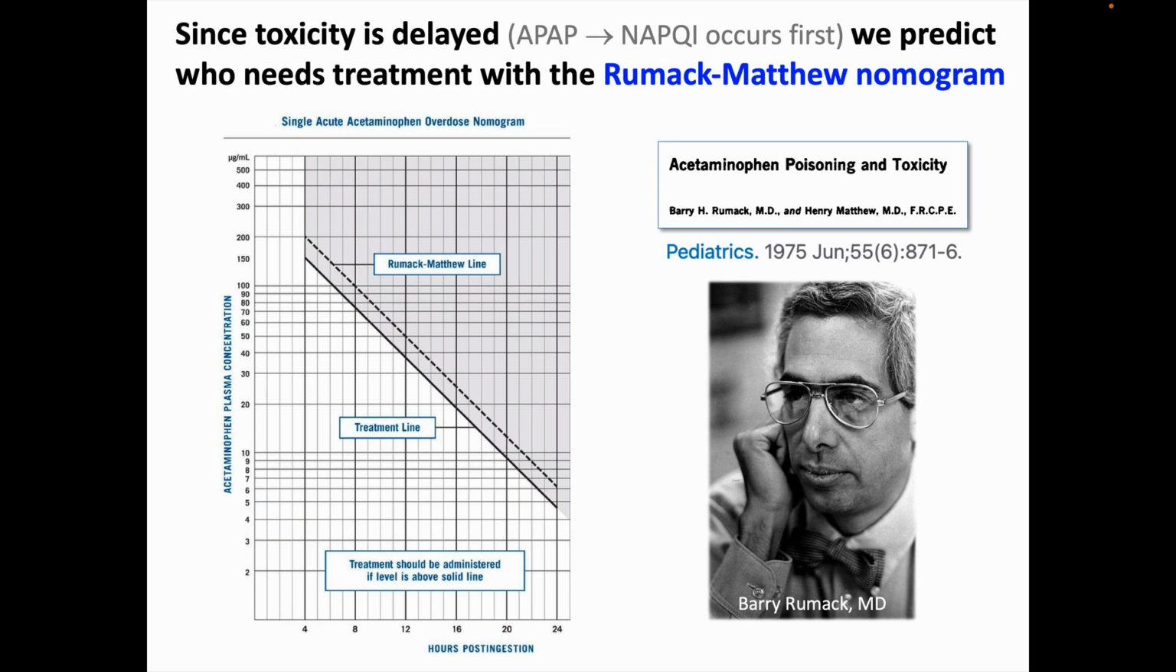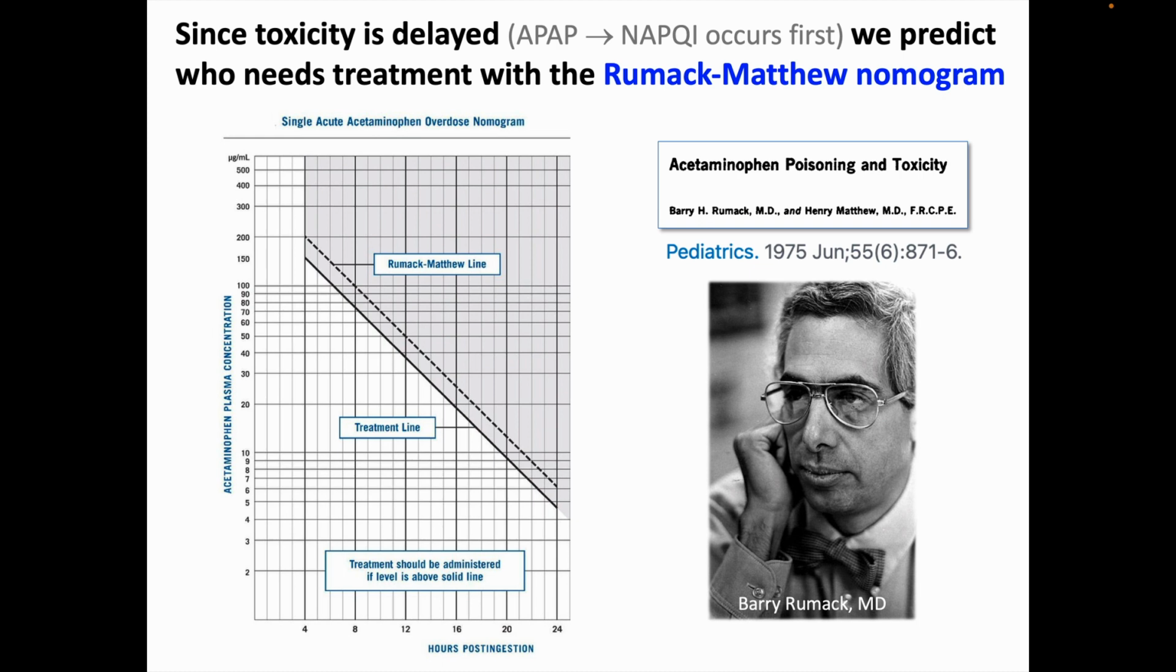Since the toxicity from acetaminophen overdose is delayed, APAP has to be metabolized into NAPQI, it would be very helpful if we could predict who might go on to develop hepatotoxicity before it happens. So in the 1970s, the Rumack-Matthew nomogram was developed, and we're going to be spending some time on this because it's important to use and to interpret correctly. On the left-hand side here, we see the nomogram, and the point is to plot that patient's serum acetaminophen level on the y-axis versus how many hours it's been since the patient overdosed on the x-axis.